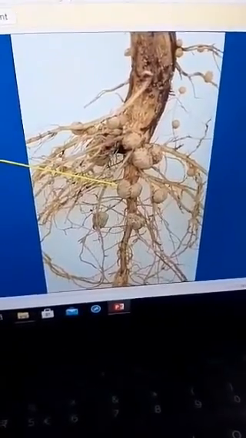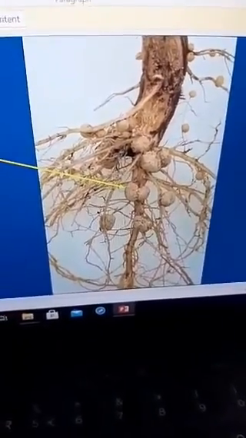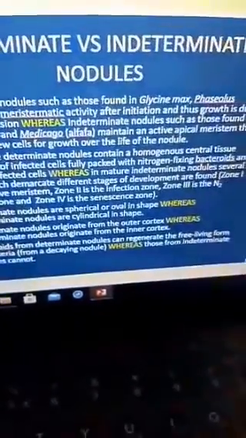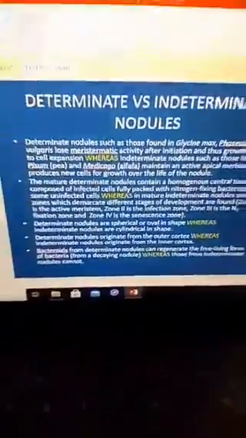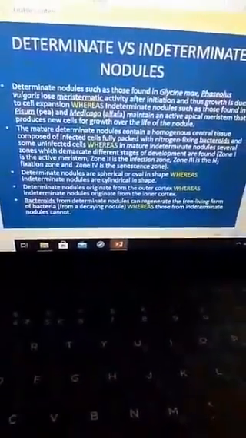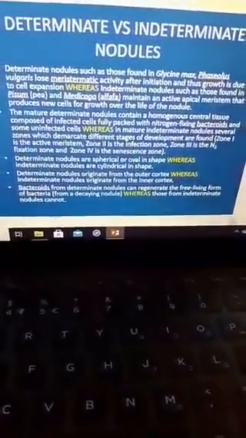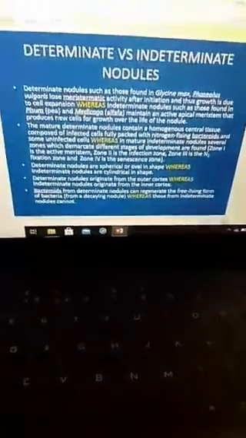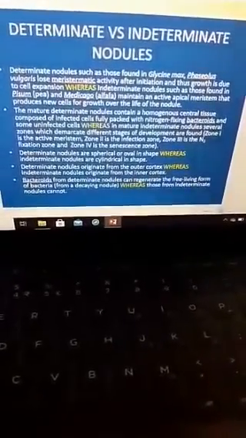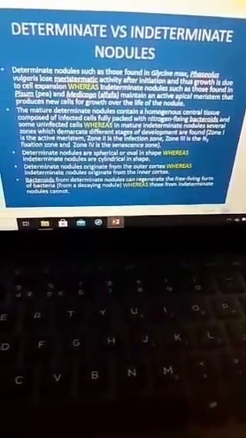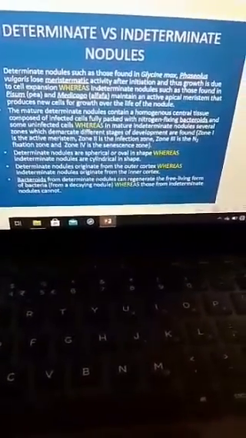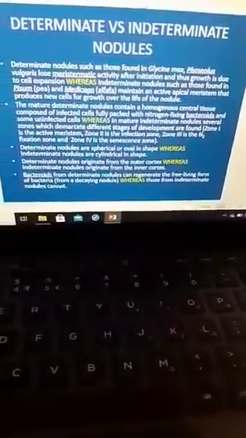The last time we ended on this slide, you can see a slide showing the root nodules. I'm just quickly going to the next slide where you can see, depending on the plant species and different other issues, you have two types of nodules that can be formed by a host plant. The nodule can either be determinate or indeterminate.